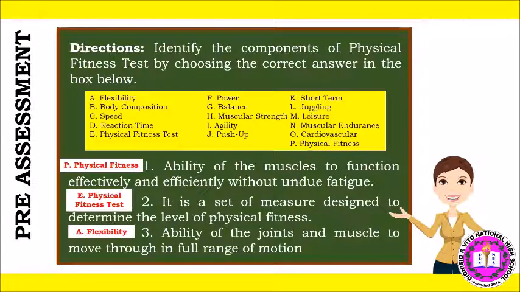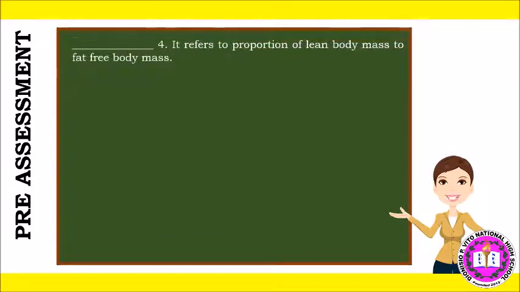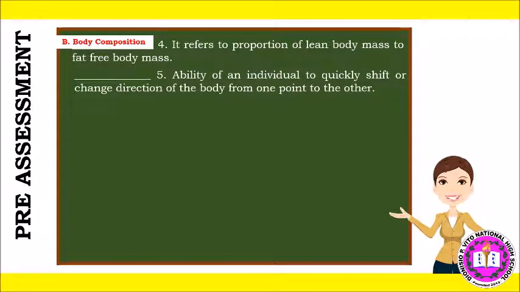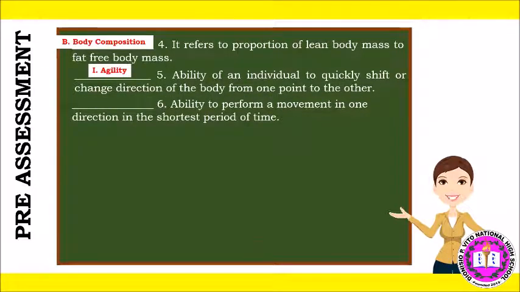That is A, flexibility. Number 4. It refers to proportion of lean body mass to fat-free body mass. The answer is B, body composition. 5. Ability of an individual to quickly shift or change direction of the body from one point to the other. Answer is letter I, agility. Number 6. Ability to perform a movement in one direction in the shortest period of time. Answer is letter C, speed.